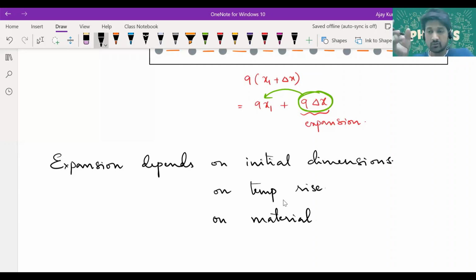Now see, molecules of all materials don't have the same attraction between them. In some materials, molecules attract each other very strongly. In some materials, they don't attract each other that strongly. So where the molecular attraction is very strong, it is difficult to expand that material. But if the molecular attraction is weak, that material can expand very easily. Okay, so it depends on material as well. So these are the factors on which thermal expansion depends.